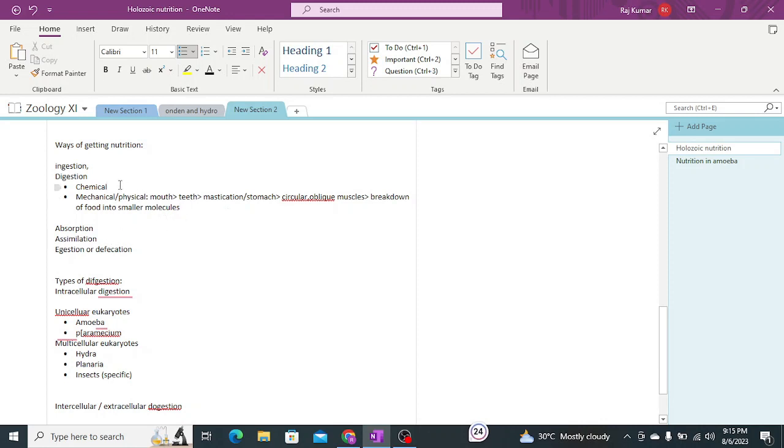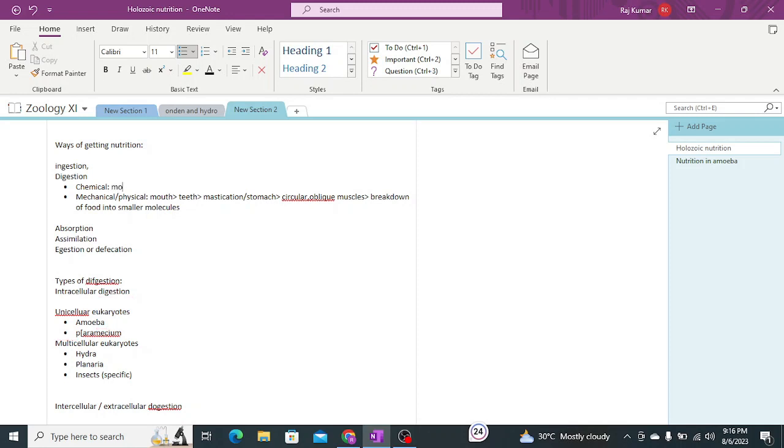Afterwards, we are having chemical digestion. Chemical digestion involves the digestion through the breakdown of chemical bonds. That involves the use of biocatalysts, which are enzymes, as well as several digestive juices present inside the alimentary canal of humans.